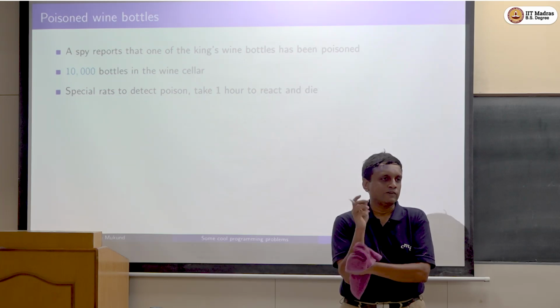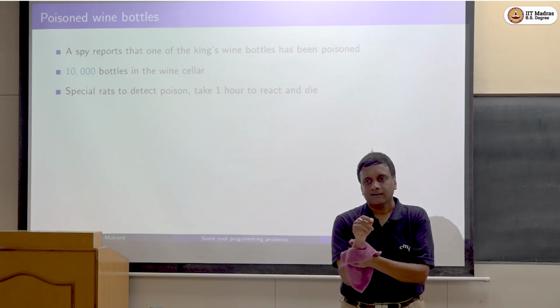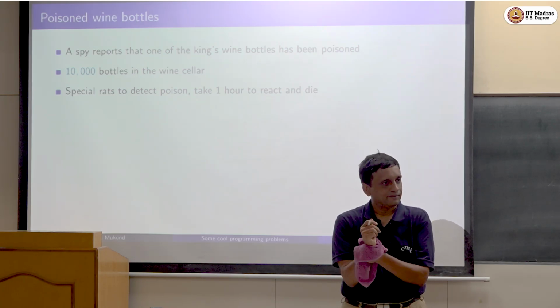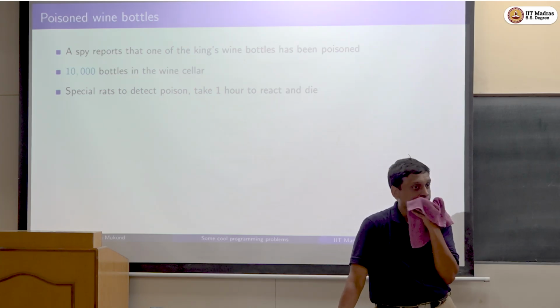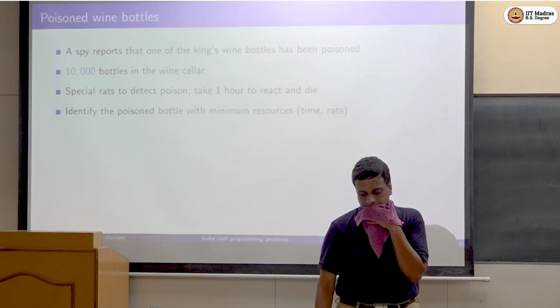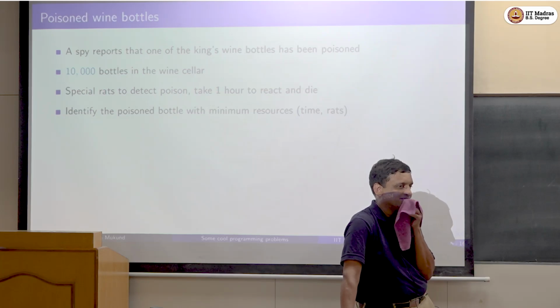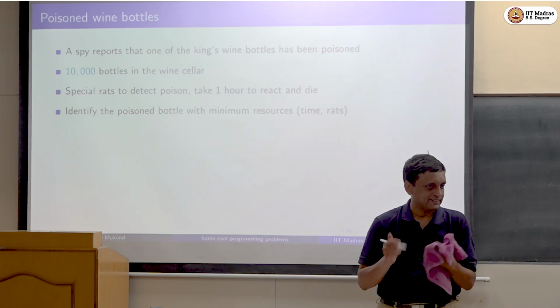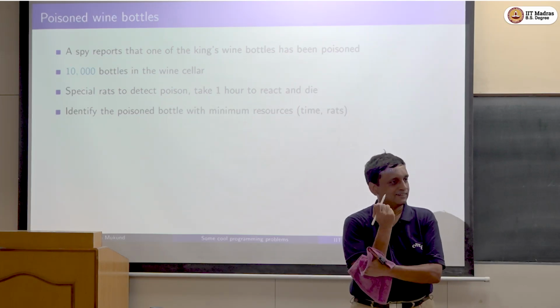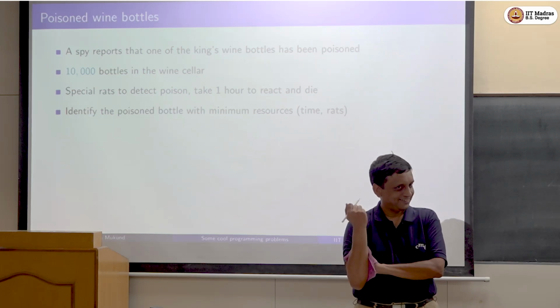Okay, so obviously you have to take a syringe or something and take out a little bit of wine from each bottle and inject it or give it to the rat. But if you do this 1 rat at a time, then it's going to take you how many hours? 10,000 hours. Or you can have 10,000 rats and you can kill one of them in 1 hour. So you don't want to use 10,000 hours, you don't want to use 10,000 rats. And of course, in the worst case, it could be the last bottle, because you don't know which bottle.